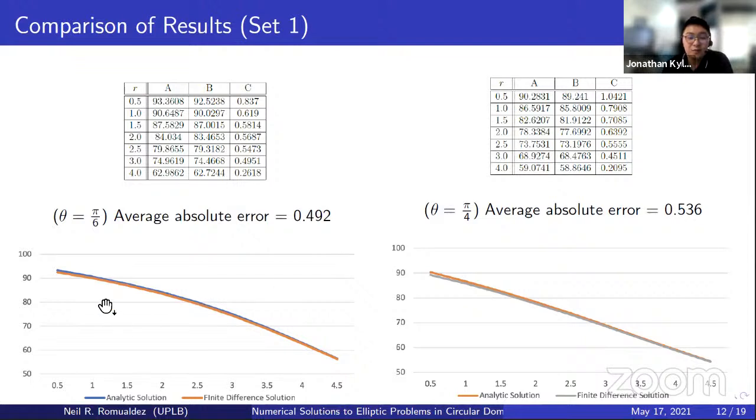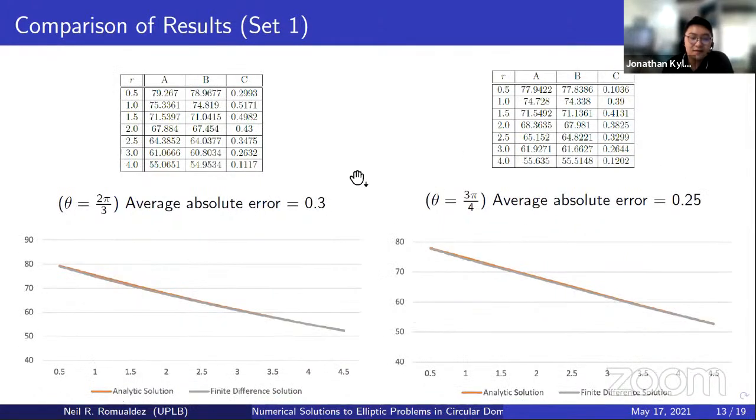One thing you can notice from the graph is that at the start, you can still see the difference between the lines. But when you go further away from the origin, it almost becomes one line. It checks out with his values, where the absolute error reduces as he goes farther away from the origin. Same with the angle of pi over 4.